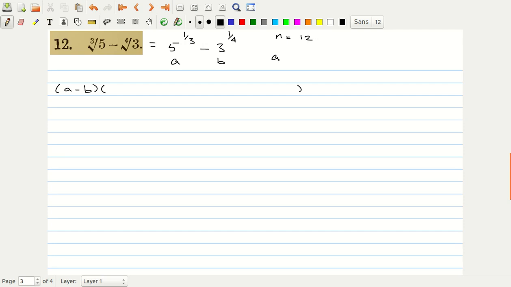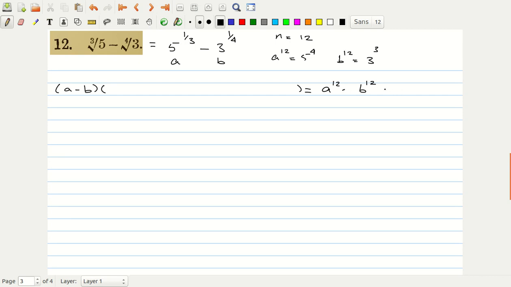So what is a to the power 12? A to the power 12 is 5 to the power 4, right? Which is going to be 625, and b to the power 12 is 3 to the power 3, which is going to be 27. So we know that both a to the power 12 and b to the power 12 are rational.